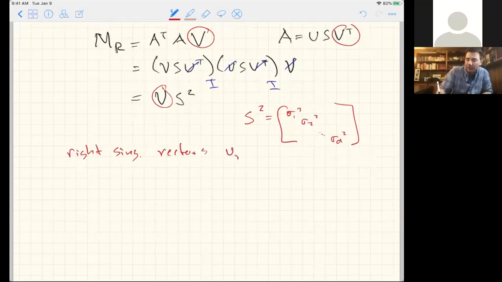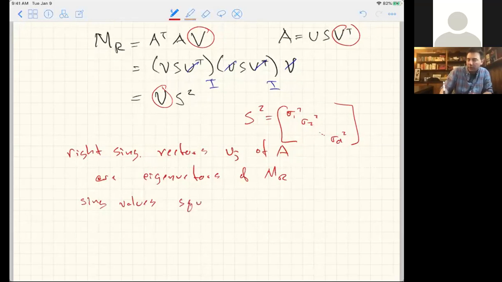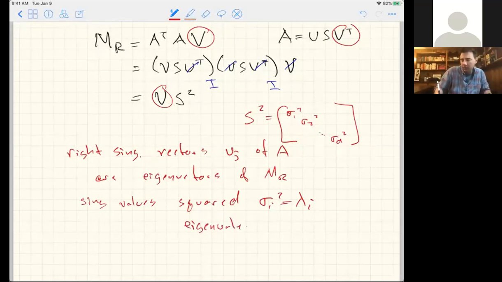And so what this means is that the right singular vectors Vj of A are the eigenvectors of MR, and the singular values squared, sigma i squared, are going to be equal to the eigenvalues of MR. So the right singular vectors and the eigenvalues are basically the same thing. I'm just doing this when I don't need to have a square matrix as my input. I get the singular value decomposition, and I get something different on the right or the left.